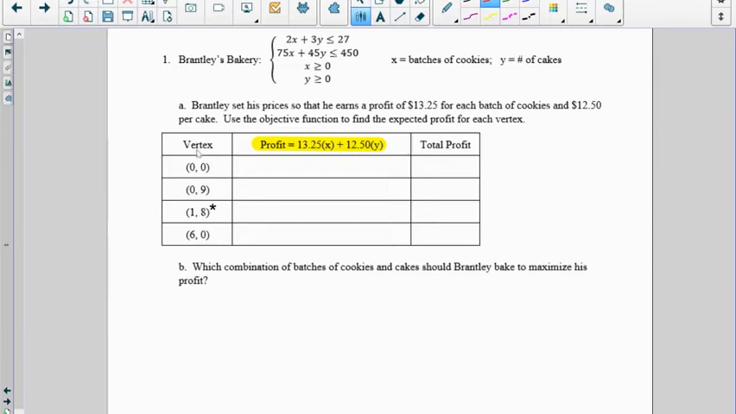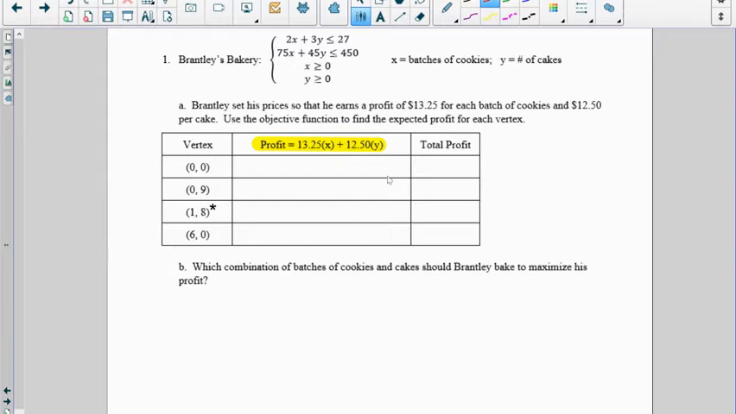But the reason why we focus only on the vertices here is because one of these vertices is the place where Brantley is going to be able to make the most profit. So if we are going to maximize the objective function, it's going to happen at one of these 4 vertices, and it will always happen at one of these 4 vertices. That's why we don't have to check every possible combination. We only have to check the vertices.